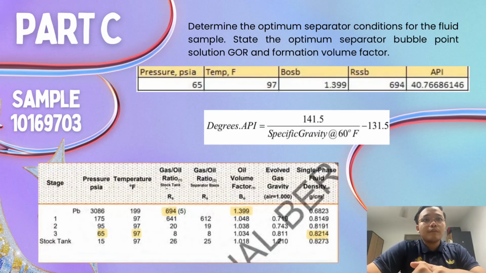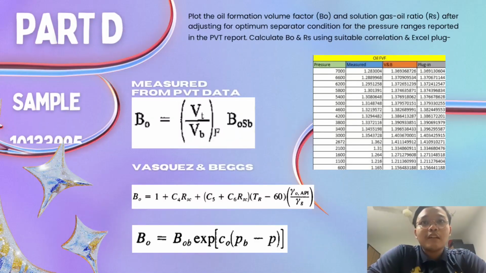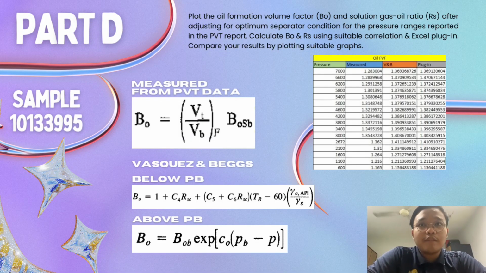For the second sample, the optimal separator conditions are as follows: pressure at 65 psi, temperature at 97 Fahrenheit, and API 40.77. All our data can also be directly taken from the PVT report. The optimal separator bubble point solution GOR is 694 SCF over STB, while the FVF is 1.399 BBL over STB. These are the conditions that give us the most useful and reliable fluid behavior for reservoir simulation and production forecasting. Let's move on to question D, starting with the first sample.